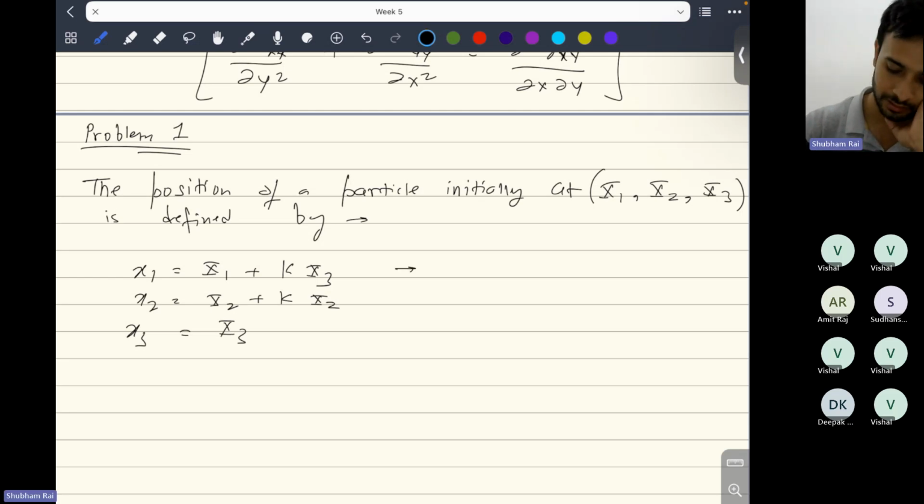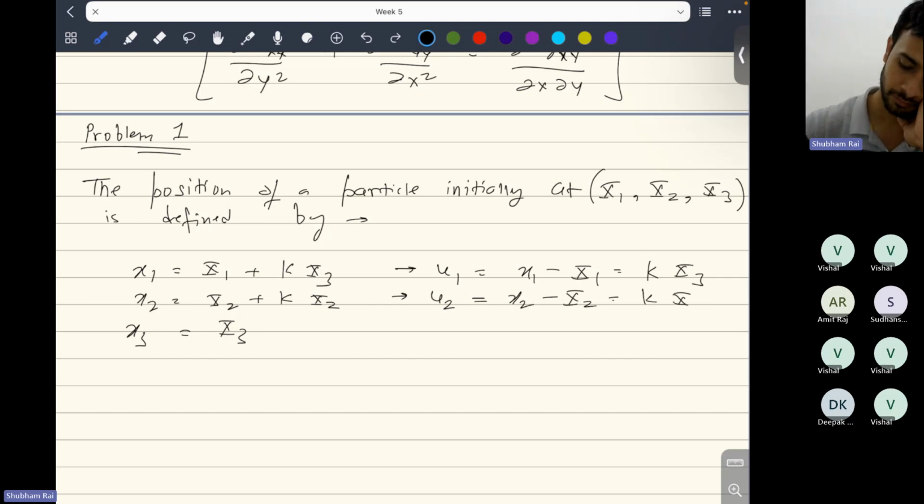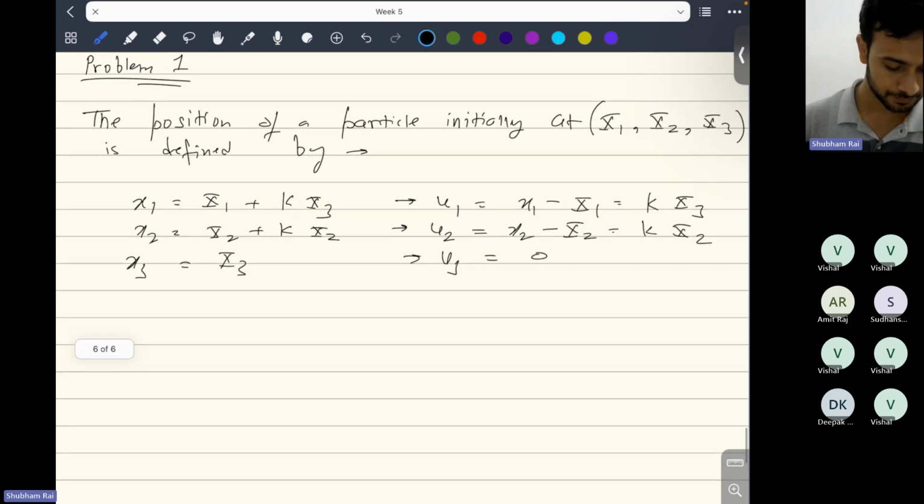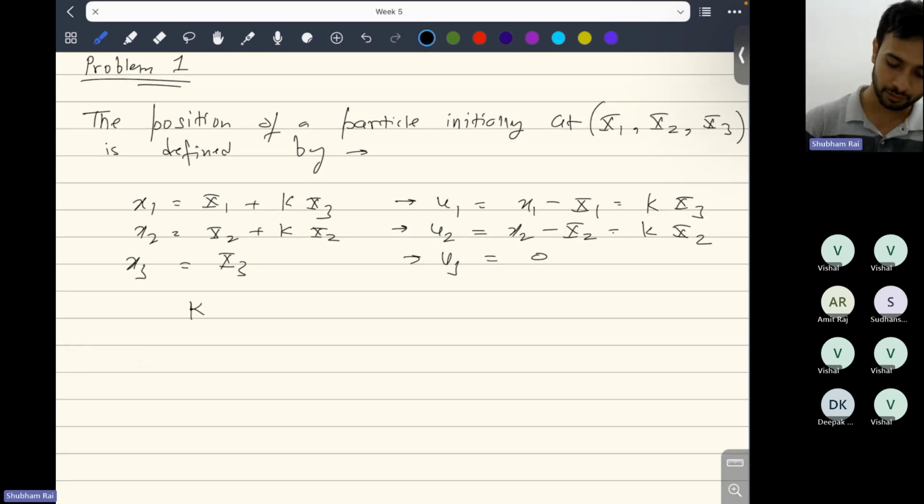So from here you can define u. So u1 is nothing but x1 minus X1, because this is displacement, so this will be final position minus initial position. That is given by k of X3. Similarly, your u2 will be x2 minus X2, that will be k times X2, and your u3 will be 0 because x3 minus X3 will be 0. And obviously k is given to you, so the value of k is 10 to the power minus 5.